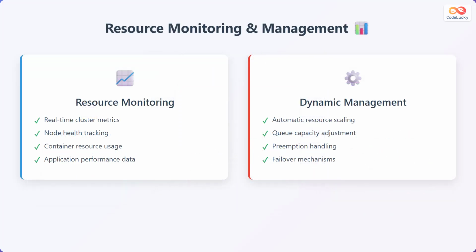Now let's explore resource monitoring and management capabilities in YARN. For resource monitoring, it offers real-time cluster metrics, tracking the health of nodes, monitoring container resource usage, and providing application performance data. And for dynamic management, it includes automatic resource scaling, adjustment of queue capacities, preemption handling, and failover mechanisms.